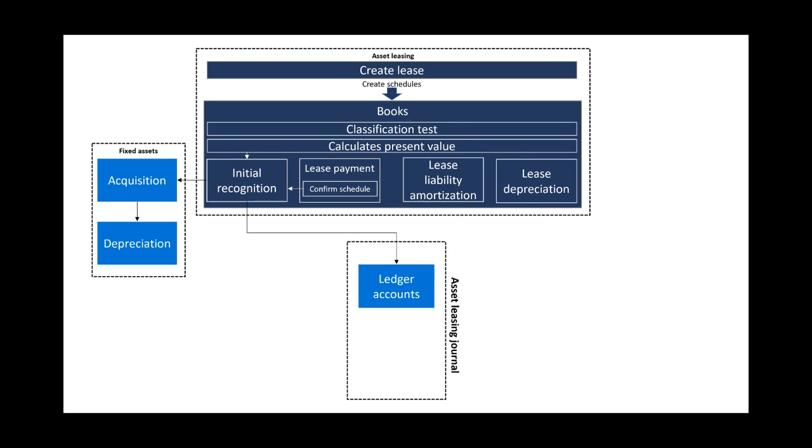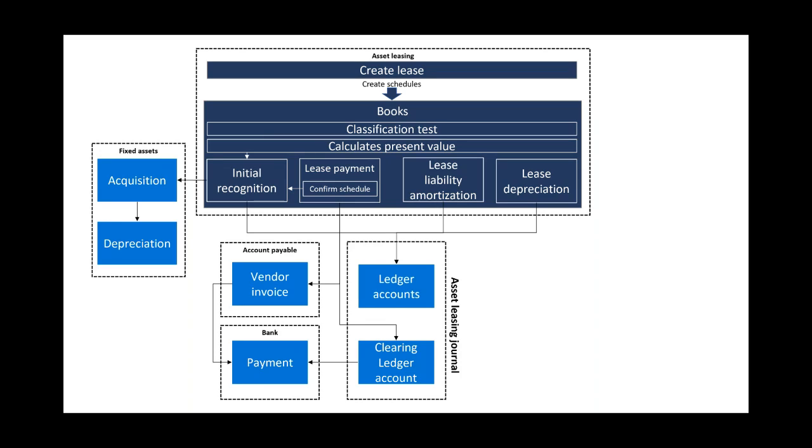So if I link the lease to a fixed asset in the initial recognition transaction, it will be represented as an acquisition transaction in the fixed assets, and then I will need to run the depreciation in the fixed assets module. As we will see in our demo, how we control this point, because as you see, we have depreciation in asset leasing and we have depreciation in the standard fixed assets module.